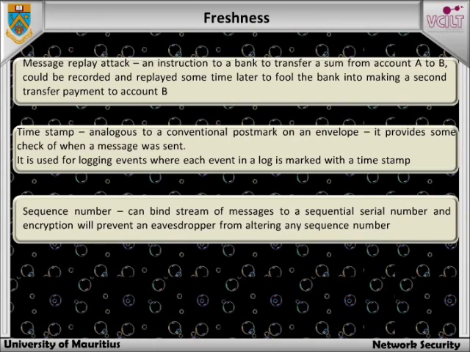Sequence numbers are an alternative way of indicating freshness. If entity A is sending a stream of messages to entity B, he can bind each one to a sequential serial number, and encryption will prevent an eavesdropper from altering any sequence number. If entity B is suspicious, he can check that the numbers in entity A's messages are incremented sequentially. It would be a straightforward matter for him to spot a replayed message, since the sequence order would be incorrect and its number would duplicate that of an earlier message.